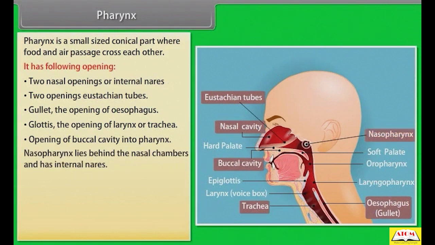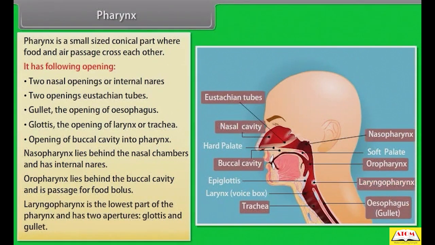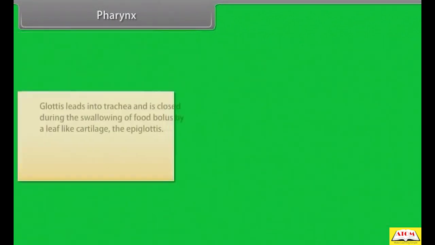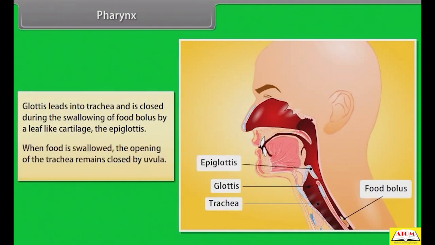Nasopharynx lies between the nasal chambers and has internal nares. Oropharynx lies behind the buccal cavity and is the passage for the food bolus. Laryngopharynx is the lowest part of the pharynx and has two apertures, glottis and gullet. Glottis leads into the trachea and is closed during the swallowing of the food bolus by a leaf-like cartilage, the epiglottis. When food is swallowed, the opening of the trachea remains closed by the uvula.